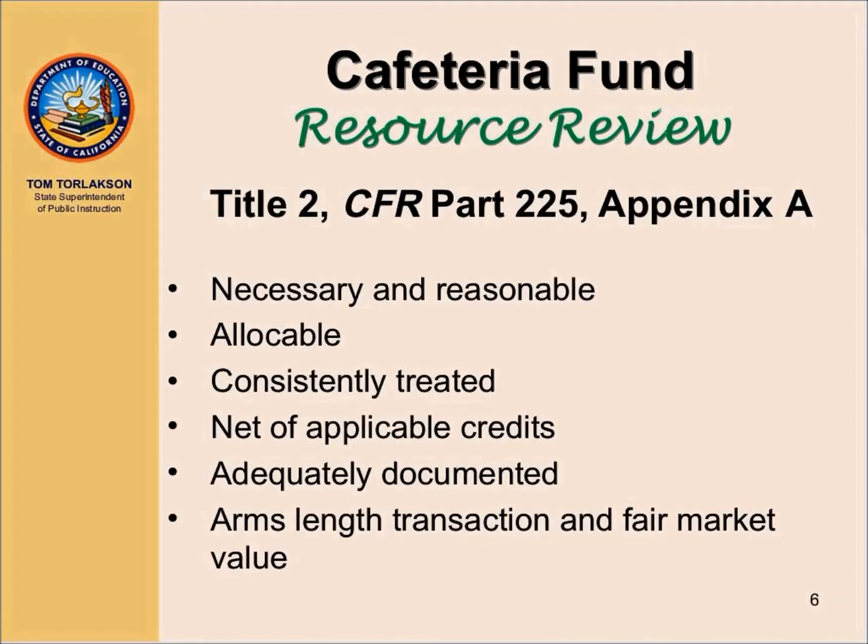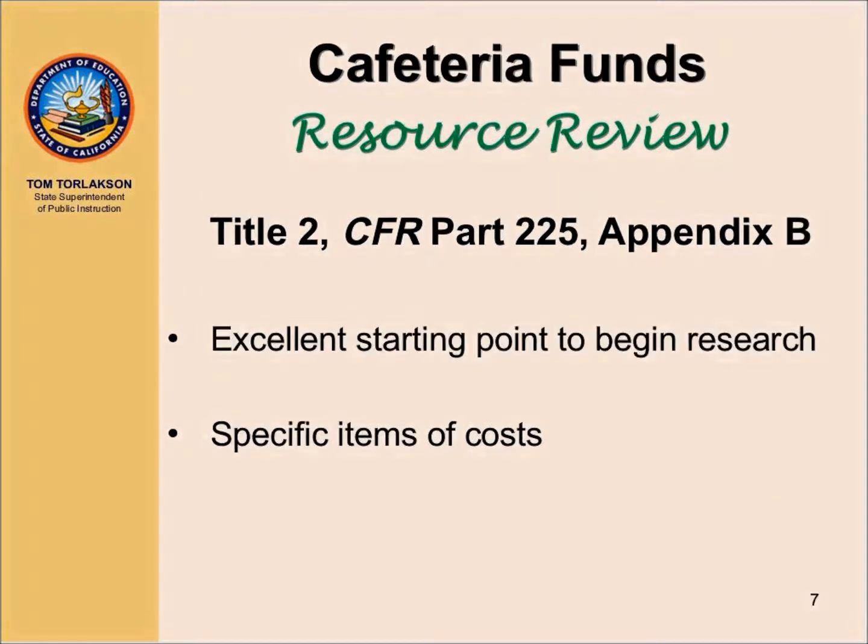The second resource review is Title II, Code of Federal Regulations, Part 225, Appendix A, which provides you with the underlying general cost principles as noted on this slide. 2 CFR Part 225, Appendix B, indicates whether or not specific items of cost are allowable or unallowable under federal regulations. Whenever beginning to conduct research to determine whether or not the item of cost that you want to purchase for your district is either allowable or unallowable, Appendix B is the perfect place to start.